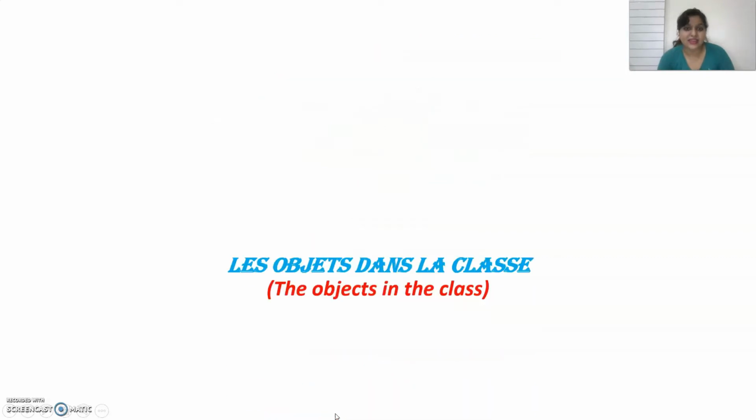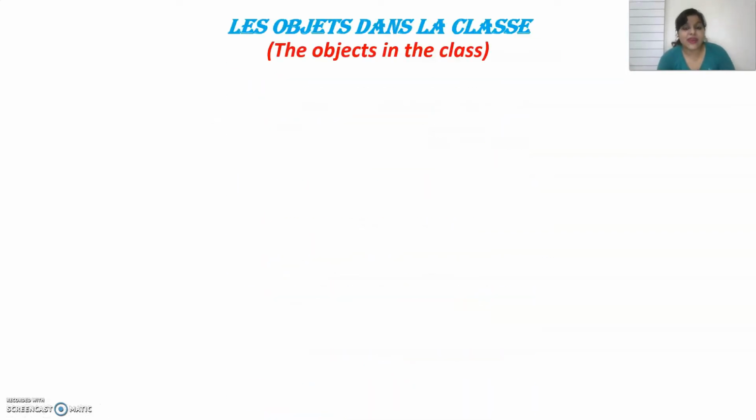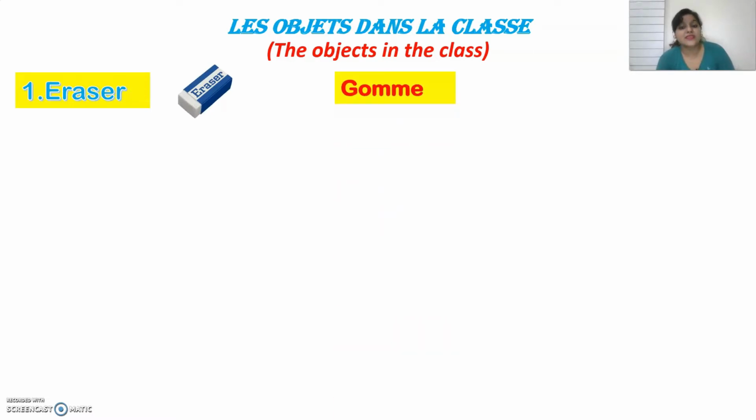Now let's move ahead. Now let's learn the vocabulary of the objects that are used in the class. So we say it as les objets dans la classe. Les objets dans la classe, the objects in the class. So we will be learning the vocabulary along with the article indéfini. So let's fastly see. First is eraser. How do we say eraser in French? To eraser we say gomme.